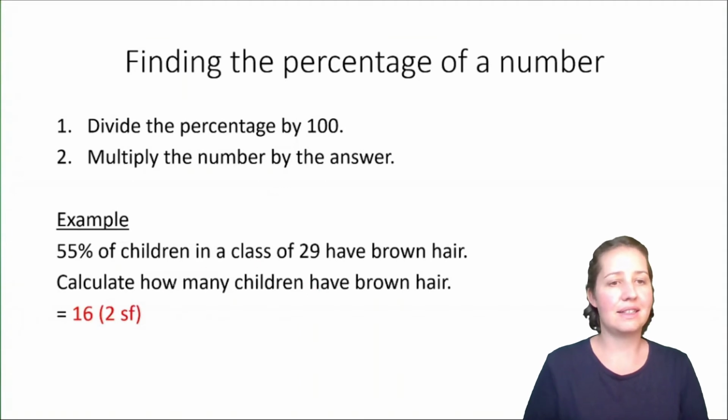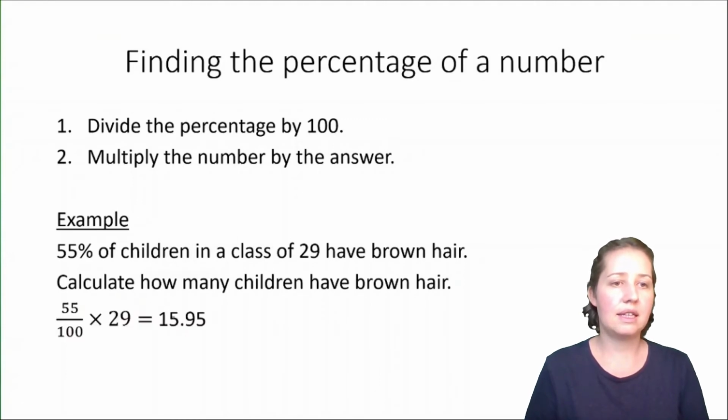Let's take a look at the answer. Your answer should be 16 to 2 significant figures. Now, how did I get that? Well, I'm taking the percentage, which is 55, so 55, dividing that by 100, and then multiplying it by the number. Okay, so when I do that, I get 15.95. I need to round this to 2 significant figures to match the data. So that gives me 16.